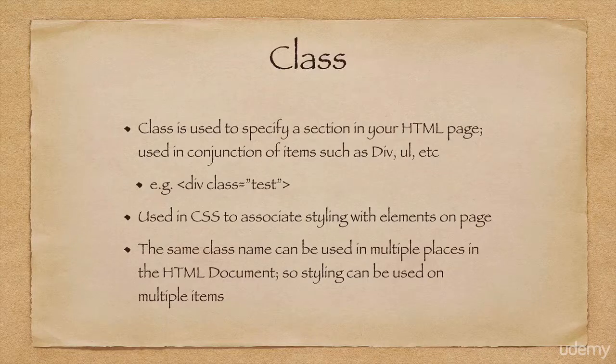So what that's saying is that the class test, I could have 3 or 4 divs in the same HTML page that use the class test, and I could have a UL as an example, an ordered list with that class, and I could associate it with a number of other things.